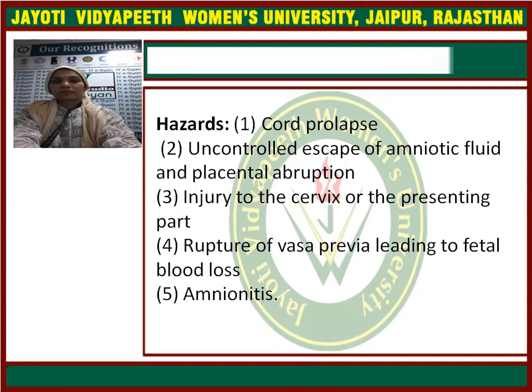Again, injury to the cervix or to the presenting part, if not properly ruptured; the presenting part is generally the head, and injury might be there. Cervical tear might happen if the proper instrument is not applied. Again, rupture of undiagnosed vasa previa: if rupture has been done, then both maternal and fetal blood loss will be there, and the lives of both will be at risk. Amnionitis, as we have already seen, is due to upward traveling of infection because of the rupture of membrane.